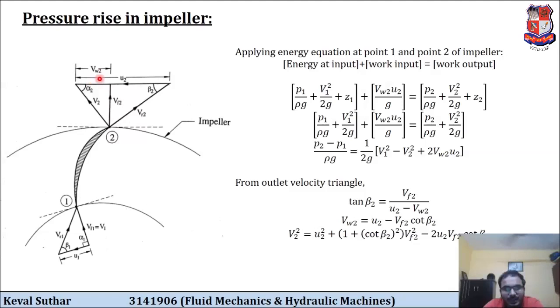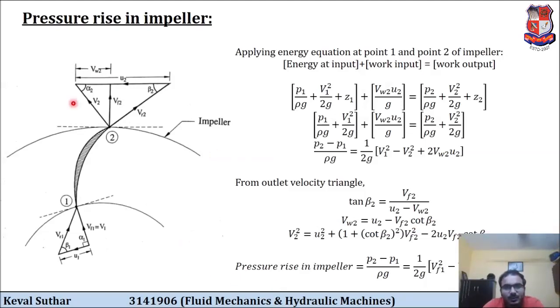Now based on this velocity triangle, you should obtain the value of V2 square. I suggest you try this by yourself. Through the velocity triangles, you will be able to obtain this equation of V2 square. Then finally, putting the value of V2 square in this equation and putting the value of VW2, that is from here, in this equation, and assuming V1 is equal to Vf1, we will finally get the pressure rise in the impeller by this formula.